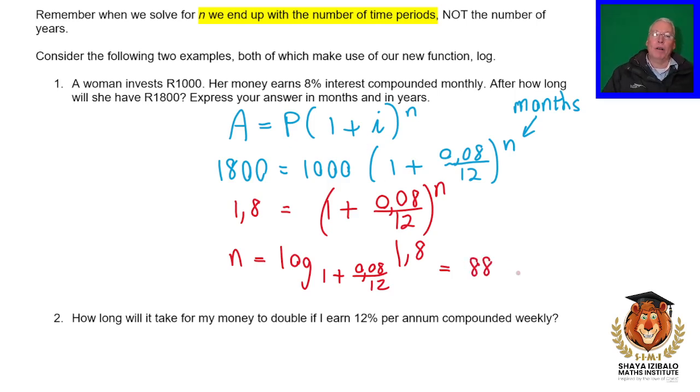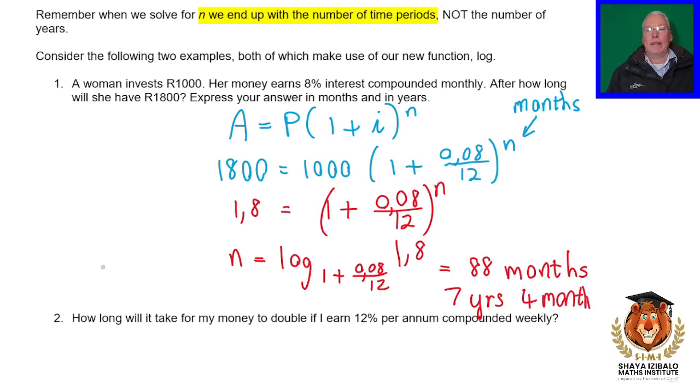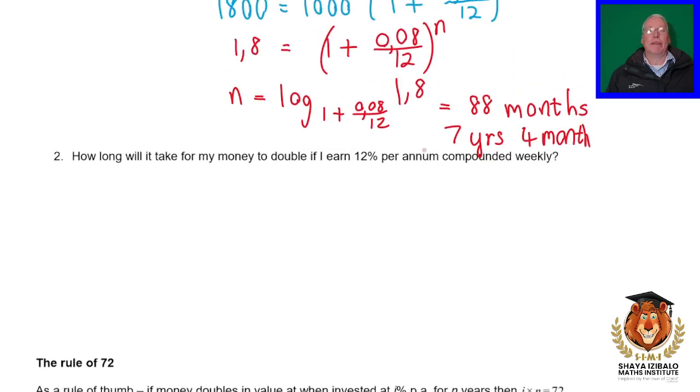Now the question asks us to express it in months and years. 88 months. 12 goes into 88 7 times. That's actually 7 years. 7 years is 7 times 12 is 84. So 7 years and 4 months. Right, we're going to ask you to pause the video and try the next one, and then let it play again and see how you went.